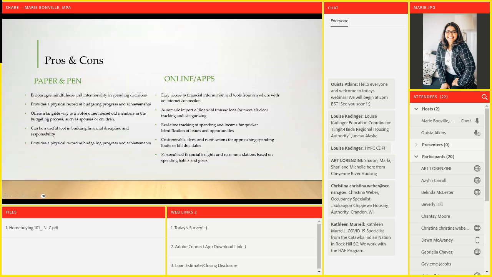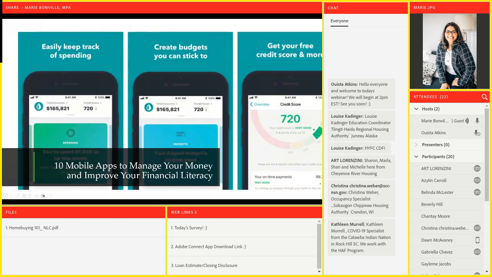But there's pros and cons to paper and pen versus online. And so here you can see the laundry list of why paper and pen sometimes works for folks. Typically, when you write down a goal, you see it through. But with online apps, it's so convenient, right? It evaluates things. So I also have 10 mobile apps to manage your money, and that link will be at the end of the presentation as well.